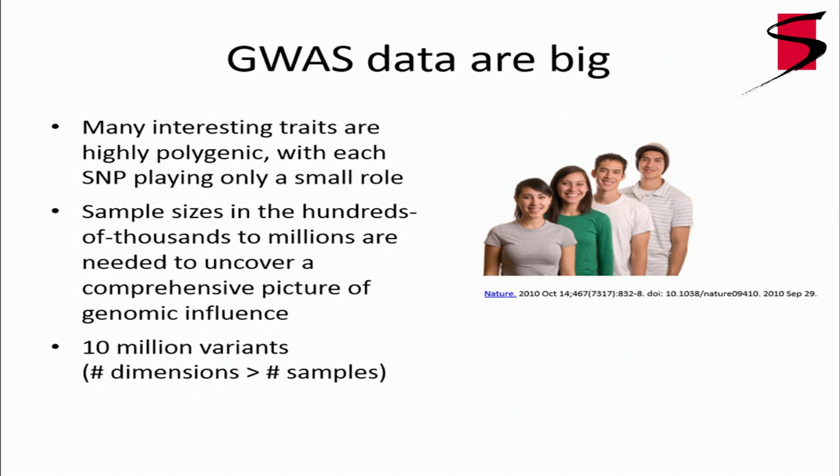An example of that is human height. There was a study done in Nature, 2010. They found at least 100 regions of the genome containing SNPs that were influencing the trait height. And because of this, you need huge sample sizes to get a comprehensive picture of how the genome influences a given trait. So there are groups now developing data sets with sample sizes in the hundreds of thousands and even the millions.